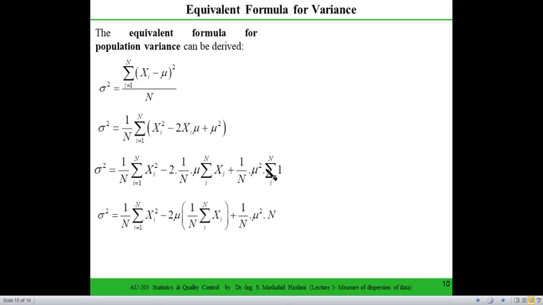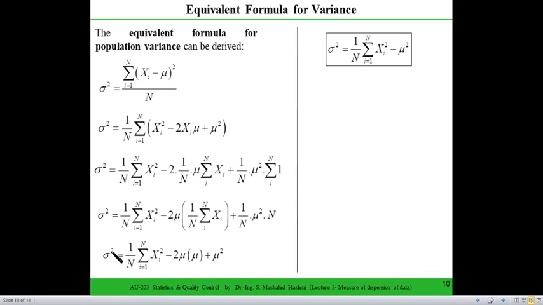Here, the sigma of 1 would actually be the total number, because 1 multiplied by n would be the same as n, and if this n and this n cancel out, we can simplify this expression. We know that this is the sum of x, and the sum of x divided by the total number of observations is called the population mean. So minus 2 mu plus mu multiplied by mu would be mu square. So minus 2 mu square plus mu square would be minus mu square. So from this formula you end up with this formula to calculate the population variance.